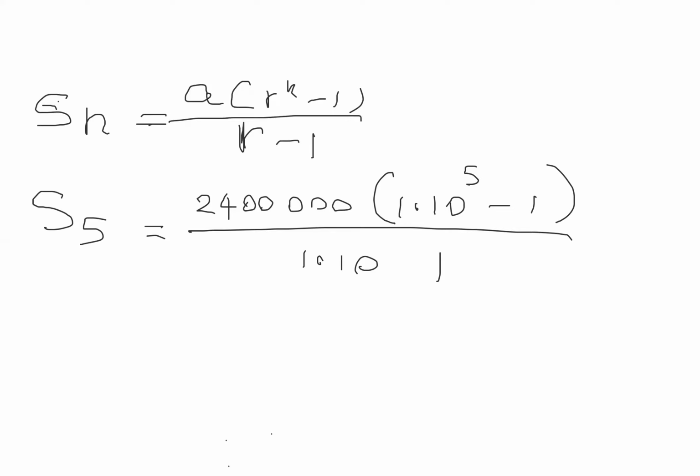So anyway, now you can simplify this one. No worry about that, because you can find out 1.10's power to 5 by using your calculator, right? And minus 1, and after that you multiply by that amount from the 24 lakhs and then divide it by 1.10 minus 1, right? That means you have to, yeah, this one is here, okay?